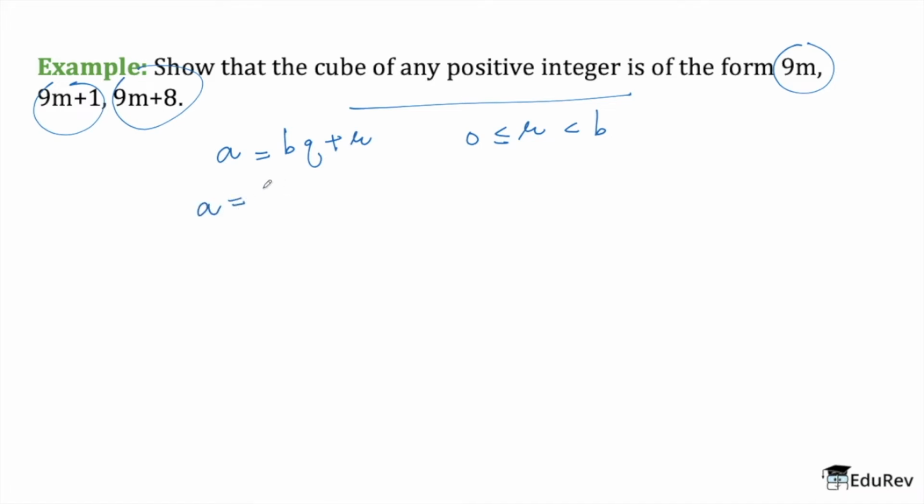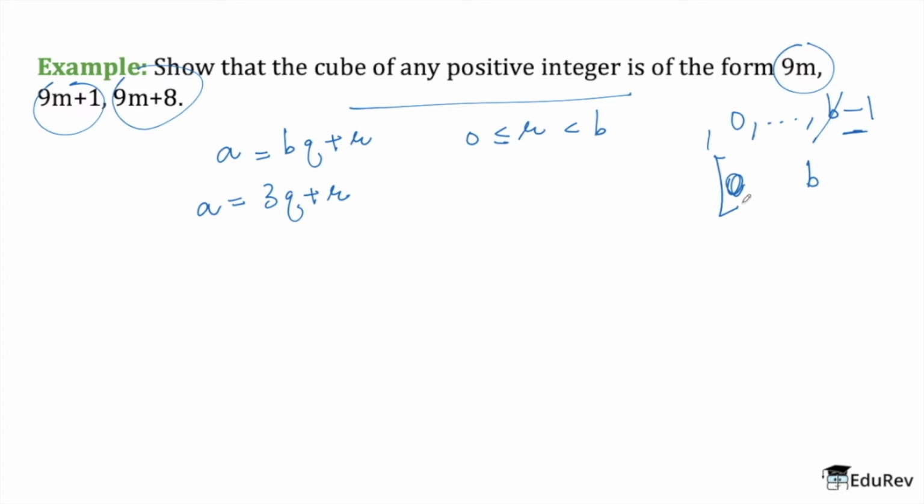Now, let's say your b is 3, so a equals 3q plus r. I'm not saying that b can always be 3, but I'm just assuming for the sake of this question that b is 3. Now, we know that r can be 0 or anything, but it cannot be b. It has to be at most b minus 1.